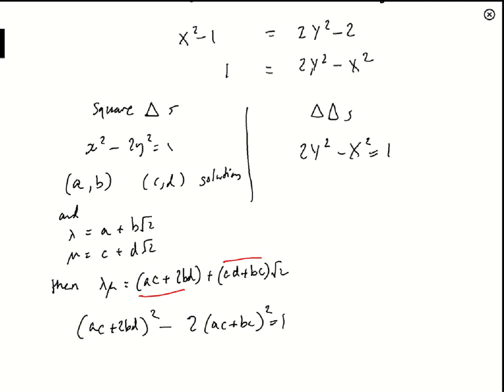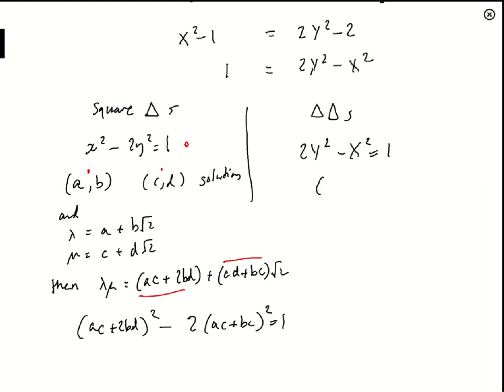So, essentially, we can multiply two solutions of this equation to give me another one. The trouble is, it's when I go over here.